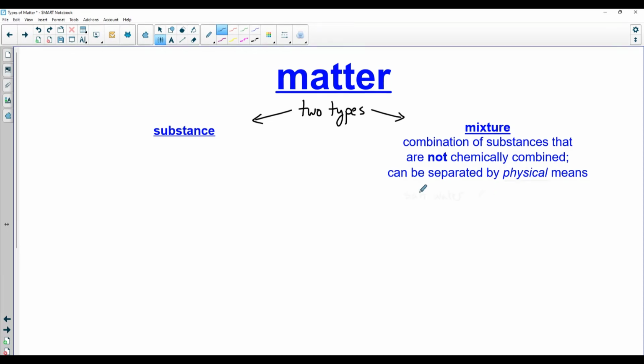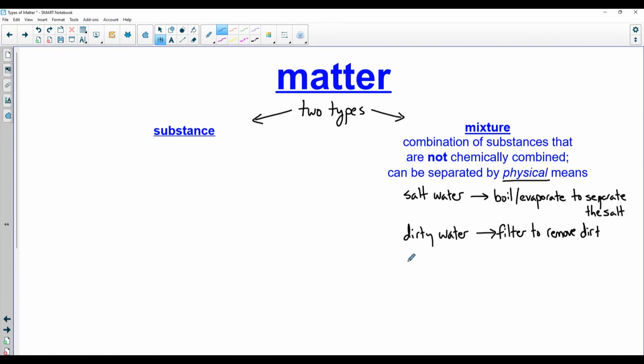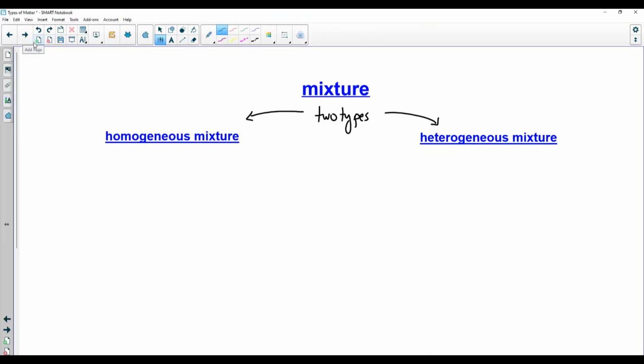For a mixture of salt water, you can just boil or evaporate to separate the salt. Dirty water, well, that can be filtered. Or something like iron filings mixed into sand, you can use a magnet to remove those iron filings. There are a lot more examples of physical processes that can separate mixtures, but these are the only ones I'm going to mention today. Now, moving on, there are two kinds of mixtures, and they're called homogeneous and heterogeneous.